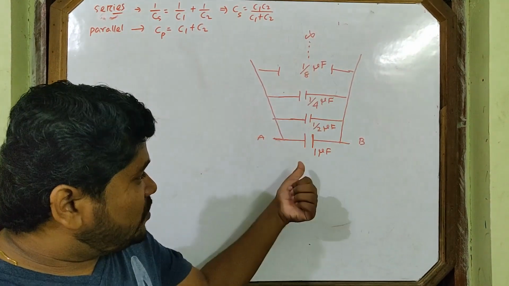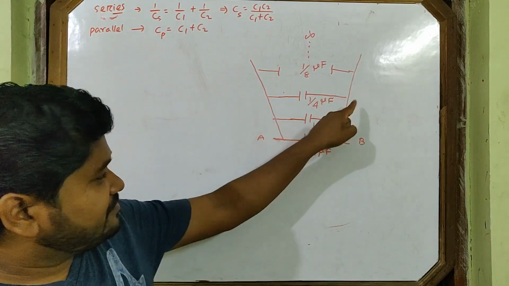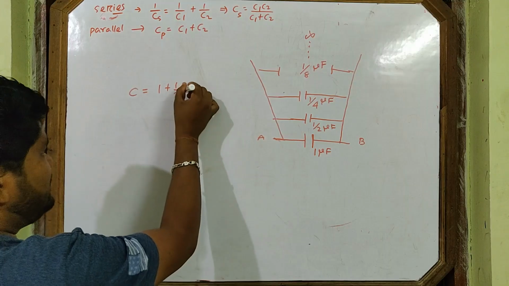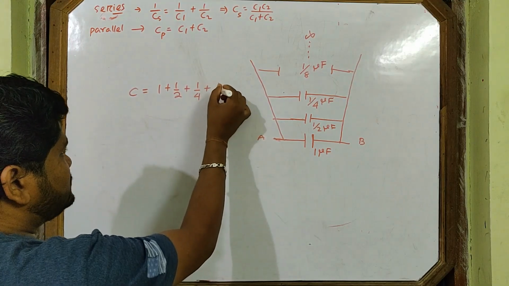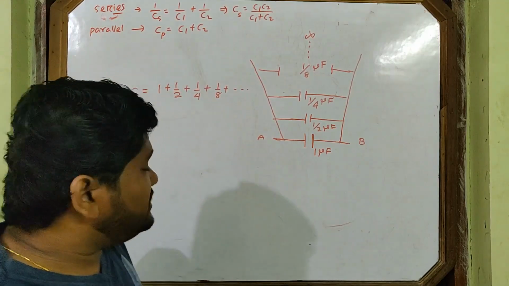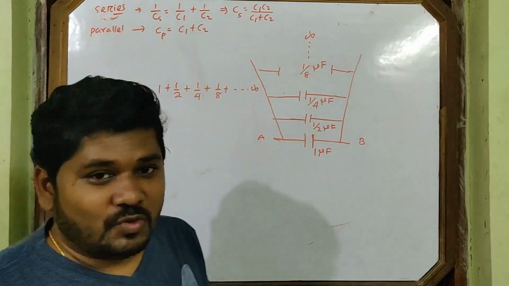And how are they connected? All are connected in parallel. You see, these are the two terminals of all capacitors. So what is the total capacitance? Just addition: 1 plus 1 by 2 plus 1 by 4 plus 1 by 8 and so on, up to infinite. How do you add it? It's a long addition. No, it's not long.